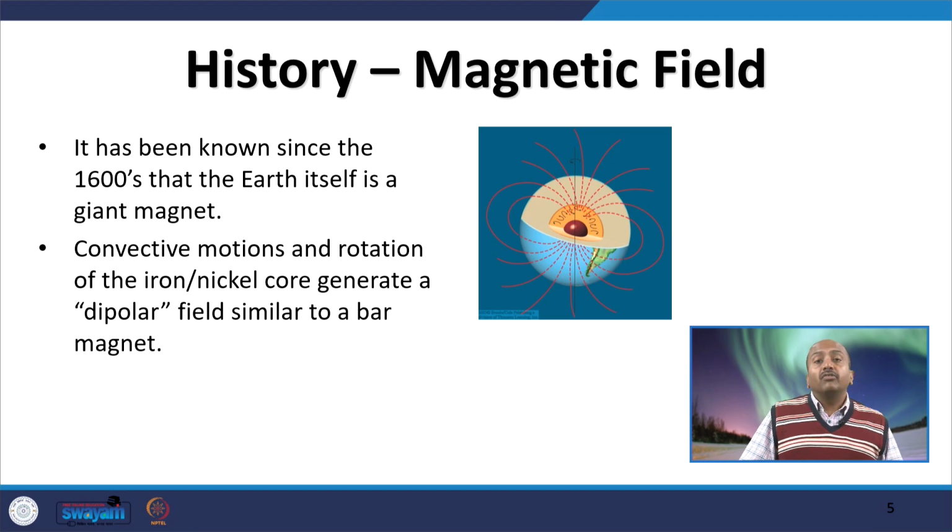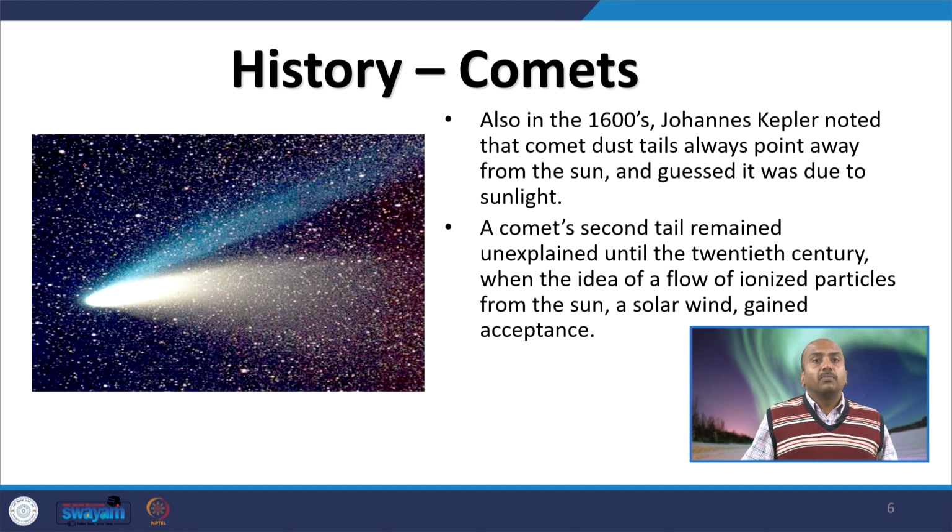So, the history of the magnetic field: it has been known since the 1600s that the Earth itself is a giant magnet, depending on the movement of a compass. And convective motions and rotation of the iron nickel core generate a dipolar field similar to a bar magnet. This we have already seen in the last class. The Earth can be approximated to a dipole with the magnetic south pole situated at the geographic north pole and vice versa. So remember this number: since the 1600s we know that Earth is a giant magnet.